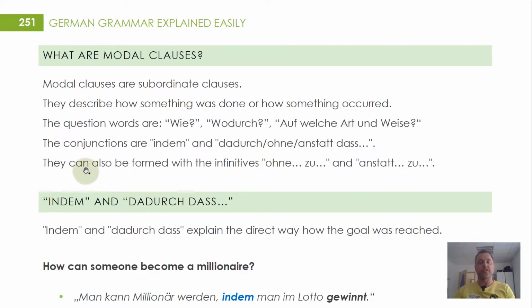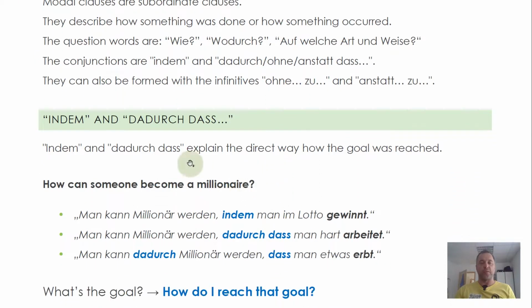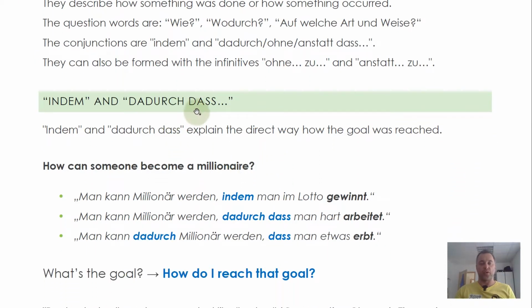And the German conjunctions for those sentences are either indem or the infinitive constructions with dadurch dass, ohne dass, anstatt dass, which is actually the conjunctions dadurch dass, anstatt dass, ohne dass, or the infinitive construction ohne zu, anstatt zu. So here there are several different ways of saying this, and let's go through them one by one. First, we start with indem and dadurch dass.